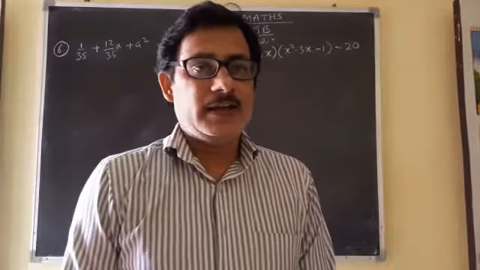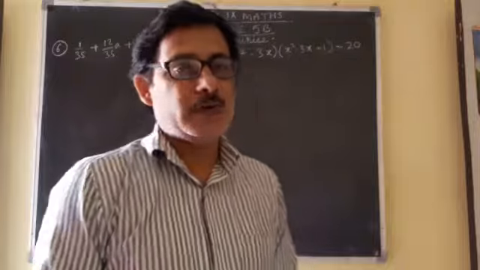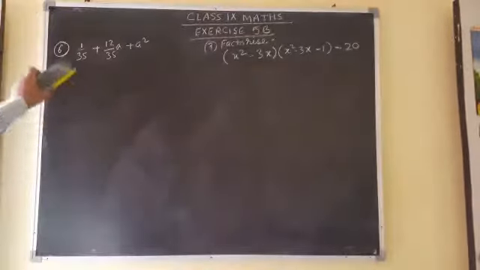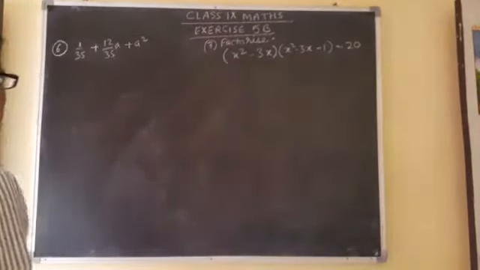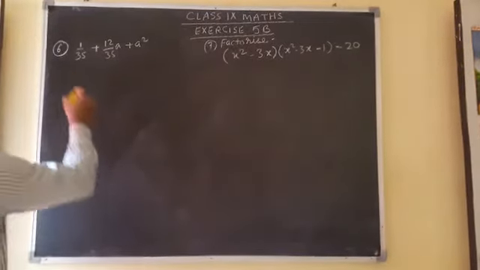Dear students, in the last video we have done exercise 5b till question number 5. Today we are going to start question number 6. Here is question number 6: 1 by 35 plus 12 by 35a plus a square. Let us factorize this question.